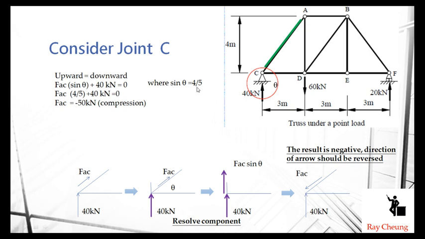And then remember sine theta is equal to 4 divided by 5. Okay, and then we can find out the result. But you can see, interestingly, this is a negative value. That means this member's direction should be reversed. If the result is positive, this means your assumption for the direction is correct. If this is negative, this means the member is pointing down, and this should be in compression.